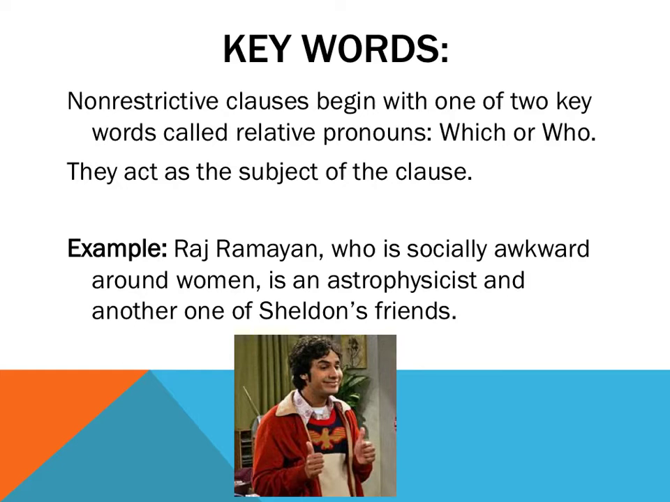In this sentence, the main part of the sentence, the subject is Raj Ramayan, and is the verb. The non-restrictive clause begins with who, which is the key word and the subject, and is the verb. When you take out that section of the sentence, you still have a sentence that makes sense. So who is socially awkward adds additional information.